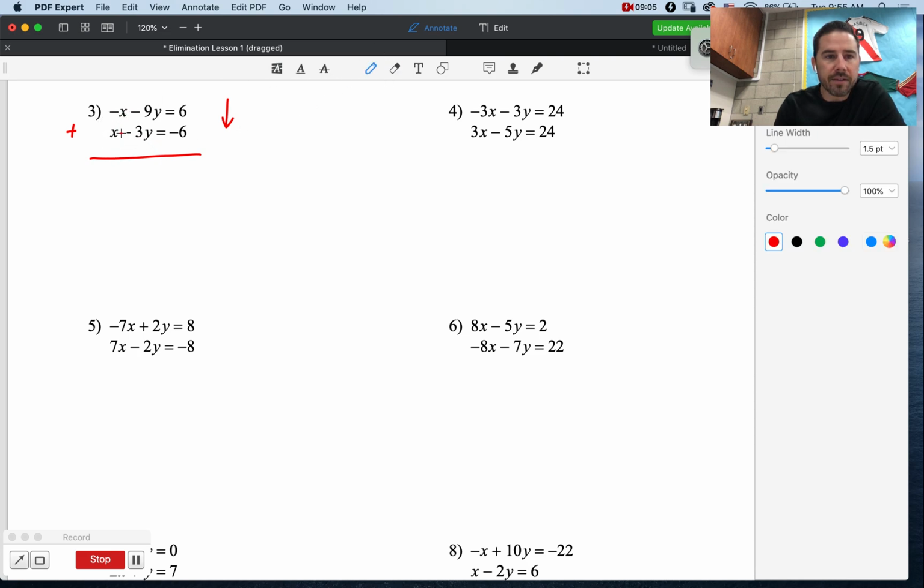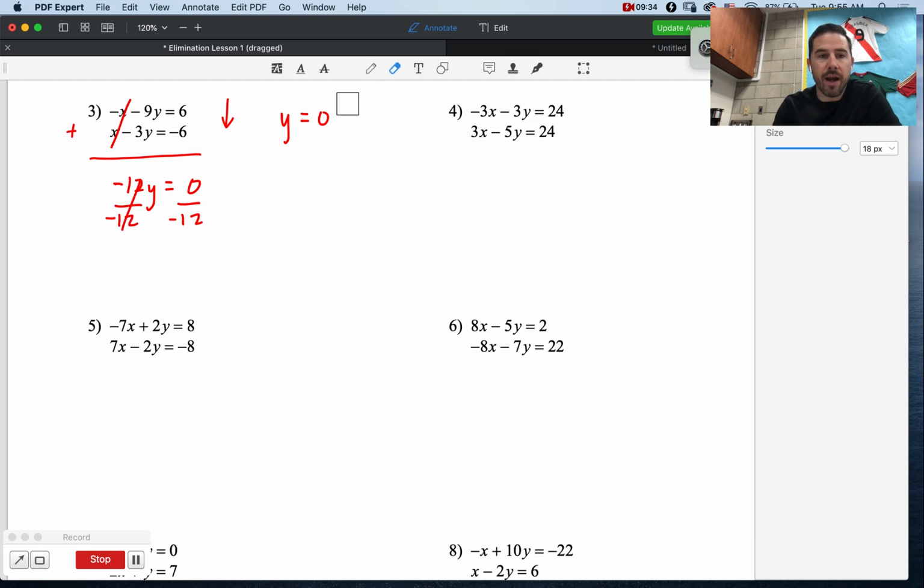Now, a -x and a +x are going to cancel, and they're gone. -9 plus -3. Well, that's a -12y equals 6 plus -6. That's 0. Okay, divide by -12, divide by -12, and y equals 0. Okay, so we found our y. Now we need to find our x.